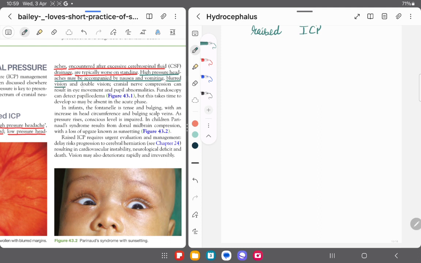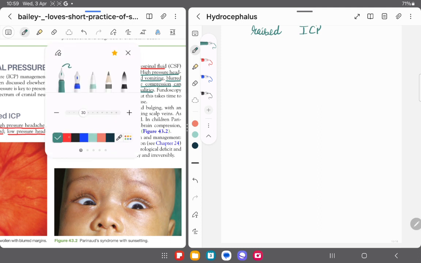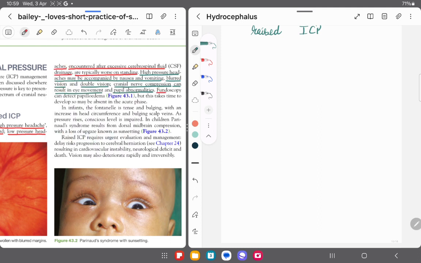Blurred vision, double vision, and cranial nerve compression can result in eye movement and pupil abnormalities. Fundoscopy can detect papilledema, but this takes time to develop, so it may be absent in the acute phase.